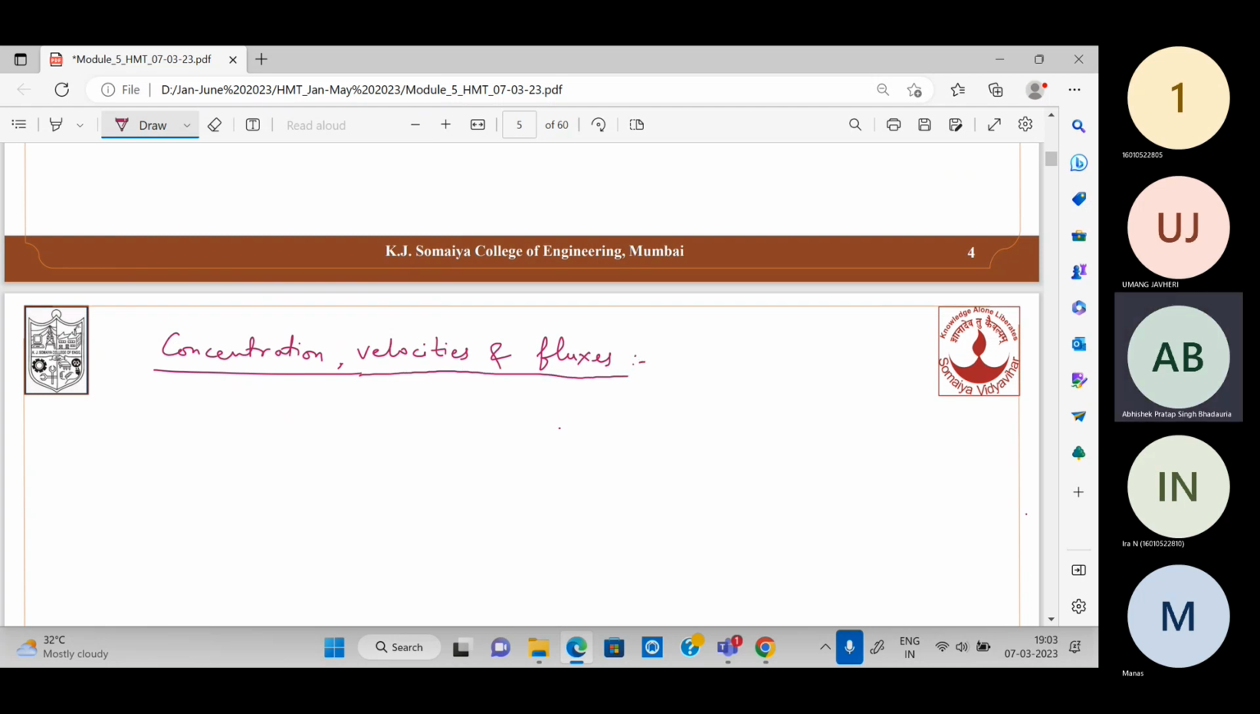These are the terms. Now let's see concentration, velocities, and the fluxes. So these terms are important. First of all, we will talk about the mass concentration or the mass density. We'll write here.